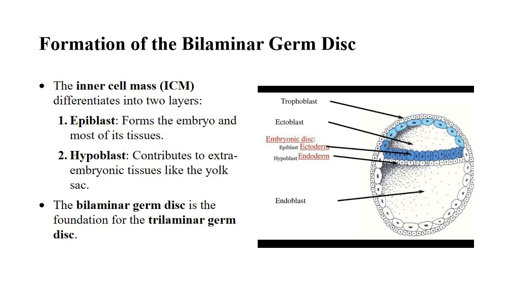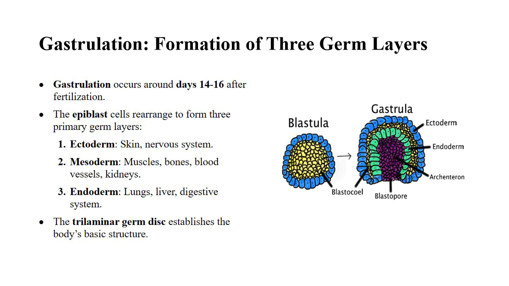6. Gastrulation, formation of the 3 germ layers. Gastrulation occurs around day 14 to 16 after fertilization and is a critical process in early development. During gastrulation, the bilaminar germ disc forms the 3 primary germ layers.